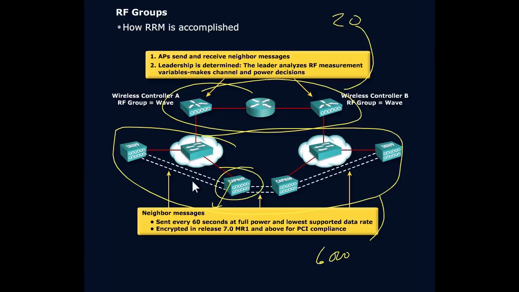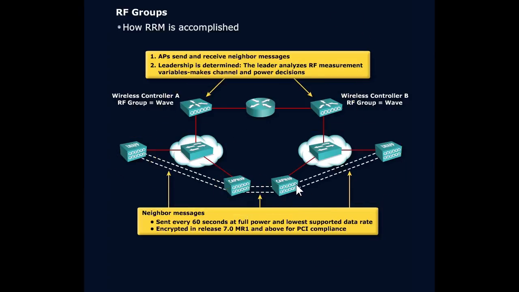This is associated with both CAPWAP and LWAP, so it's a backwards compatible service. It's been around for quite a while at this point. And again, it's now encrypted in release 7.0 MR1 for PCI compliance. That's good news. What's going to happen? Our access points are going to send and receive neighbor messages, right? That happens every 60 seconds. And it's a way to verify, okay, what devices do I see around me?